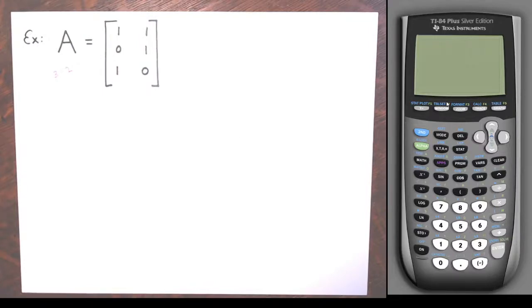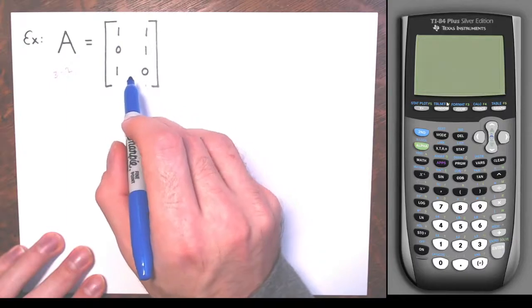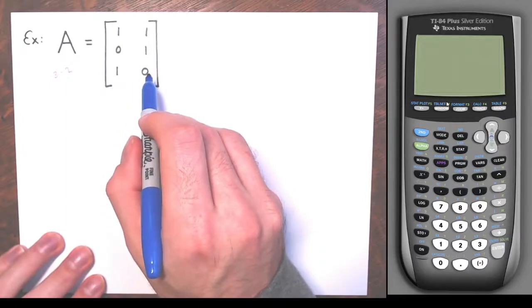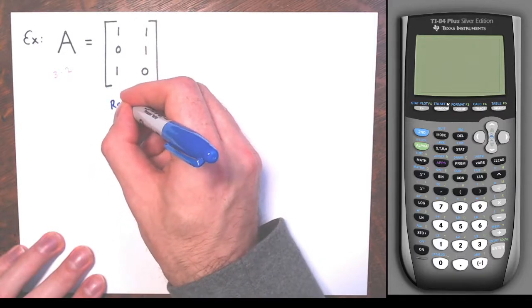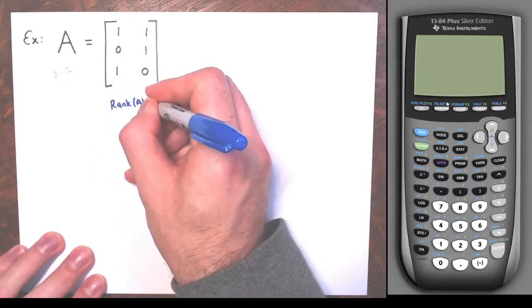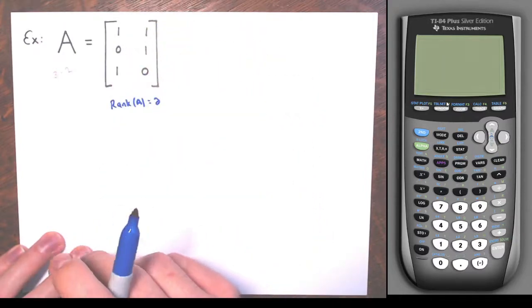So, again, I'm telling you, there are only 2 columns here. You can see they're independent. Right, the rank of A would be 2. You have 2 independent columns. They're not scalar multiples of each other.